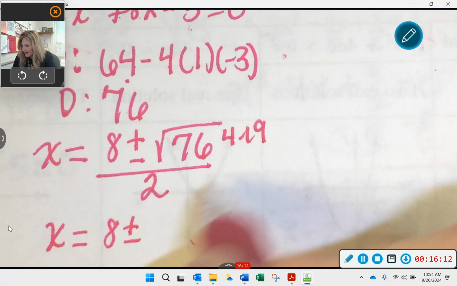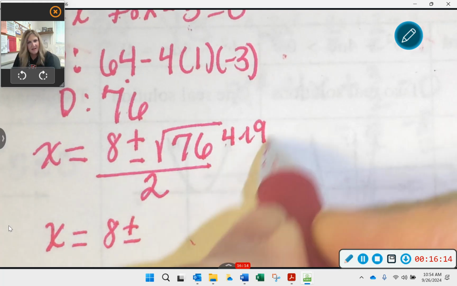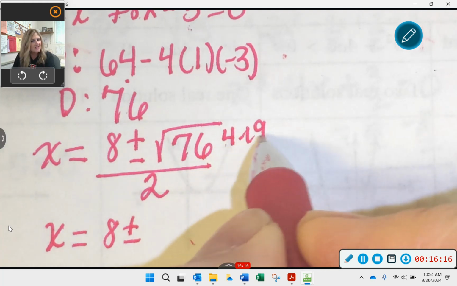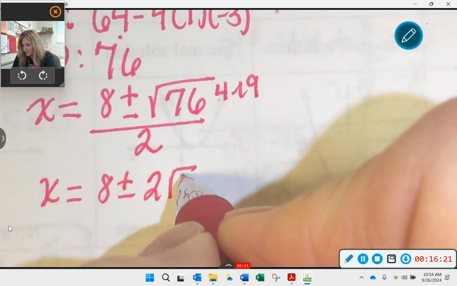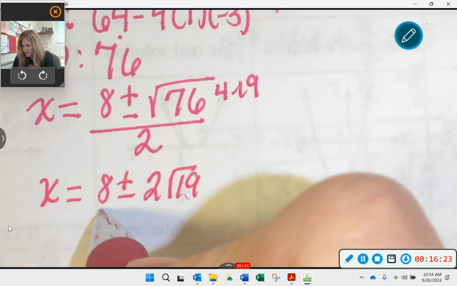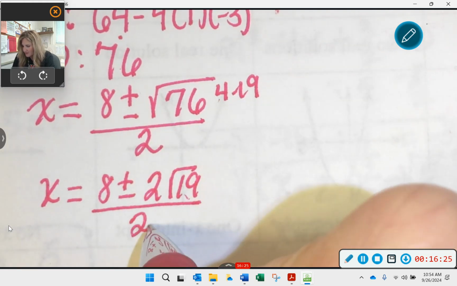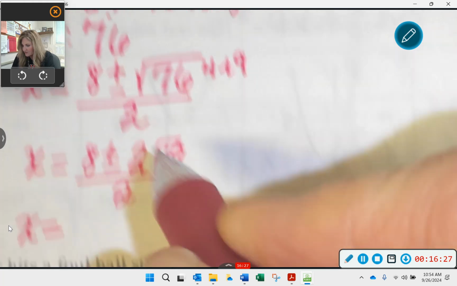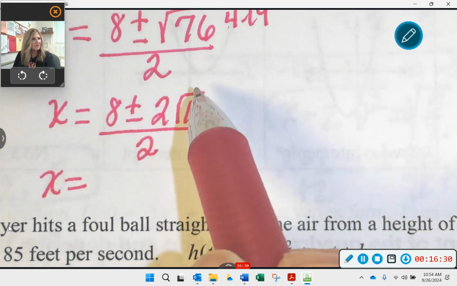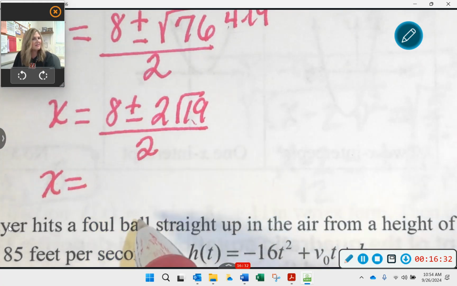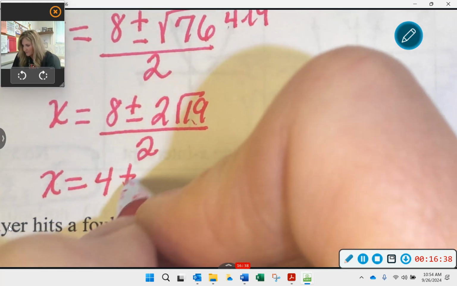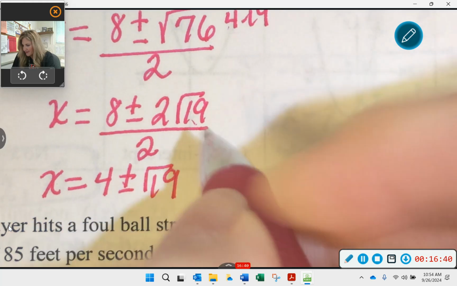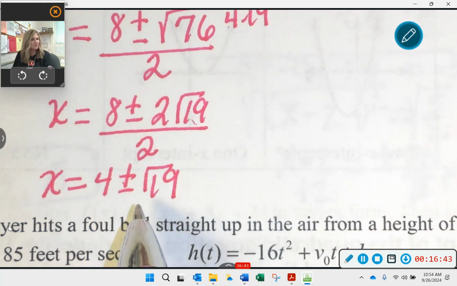8 plus or minus what? How do I simplify it? That's 4 times 19. 2 radical 19, right? Because I have to take the square root of the 4. And so our exact zeros, remember what I told you about simplifying something like this? Do you know what it is? Good job. Those are going to be our 2 exact solutions.